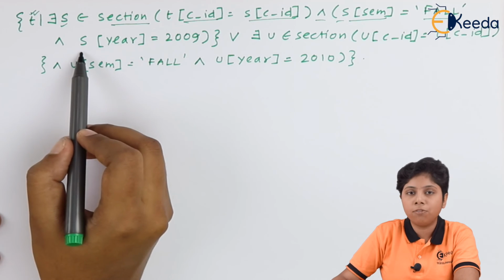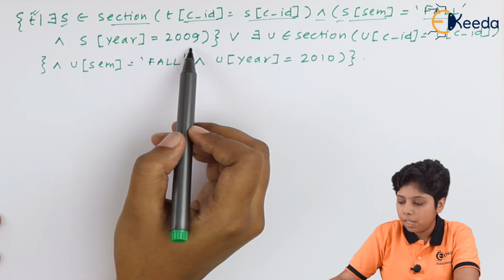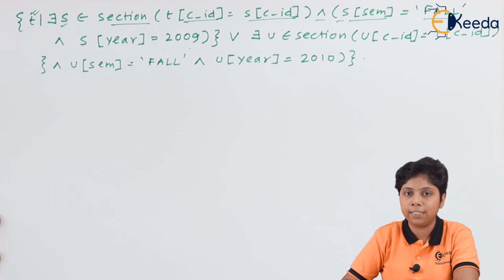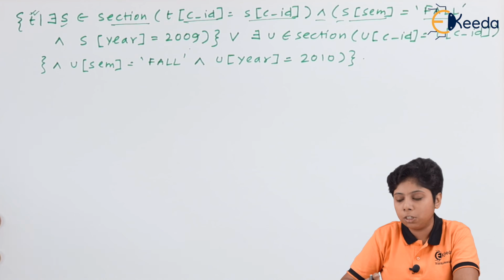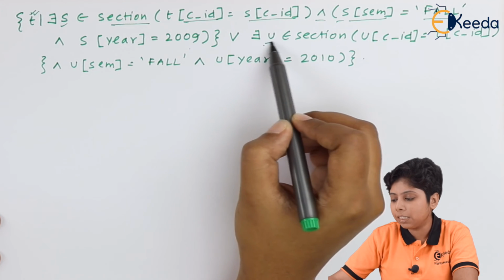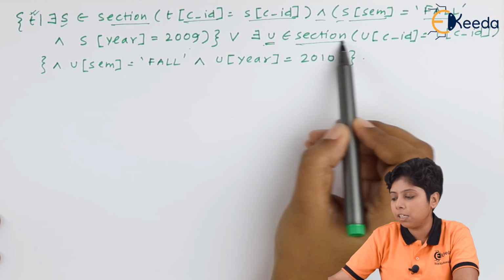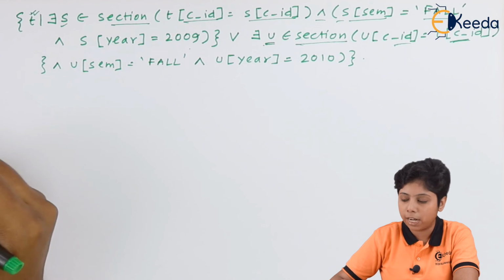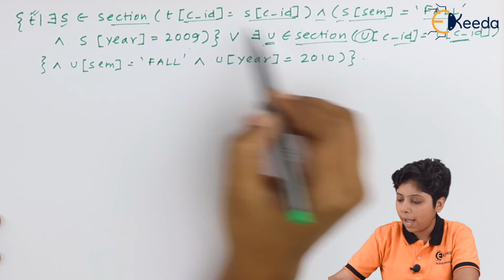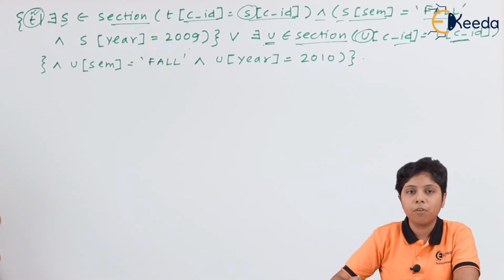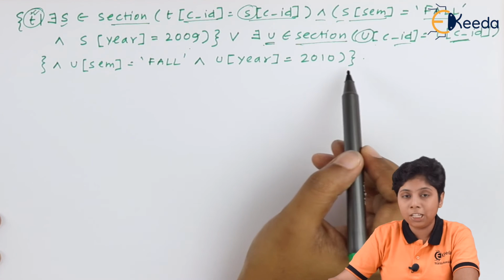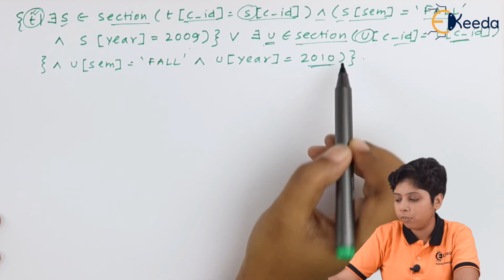Also the year of the S tuple is 2009. Now all this comes from 2009 fall semester's course IDs. Now we will move to the next part, which considers that there exists a variable U which also belongs to the section relation, and its course ID matches the T's course ID. So I am joining U and S both with T, where S deals with 2009 information and U deals with 2010 information.